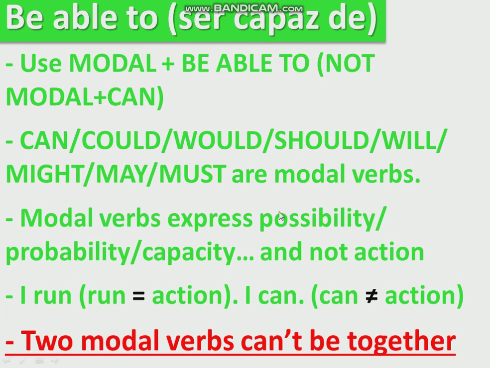Modal verbs express possibility, probability, capacity. Modal verbs don't express action. For example, I run. Run is an action, my friend. I am running. Run is an action. I can. I can is not an action. You cannot do can. No. Can is not an action. Can expresses possibility or probability or capacity, not an action. And two modal verbs can't be together. So a modal verb and can can't be together.